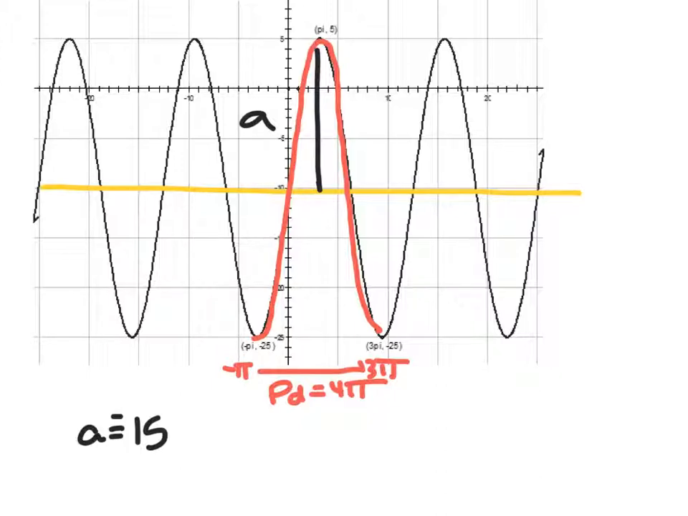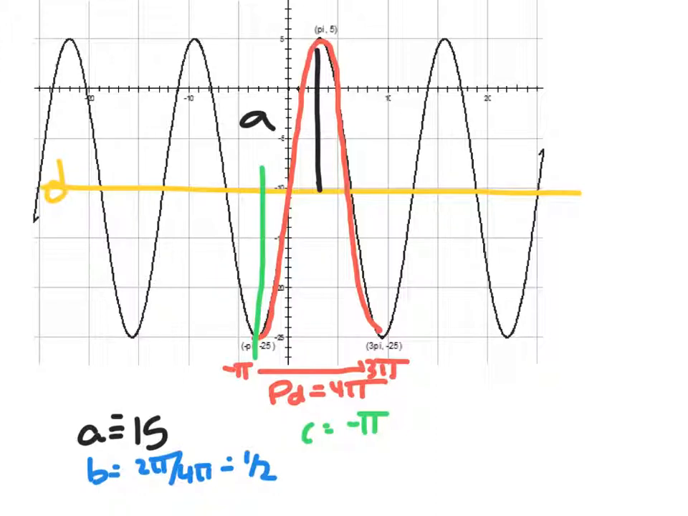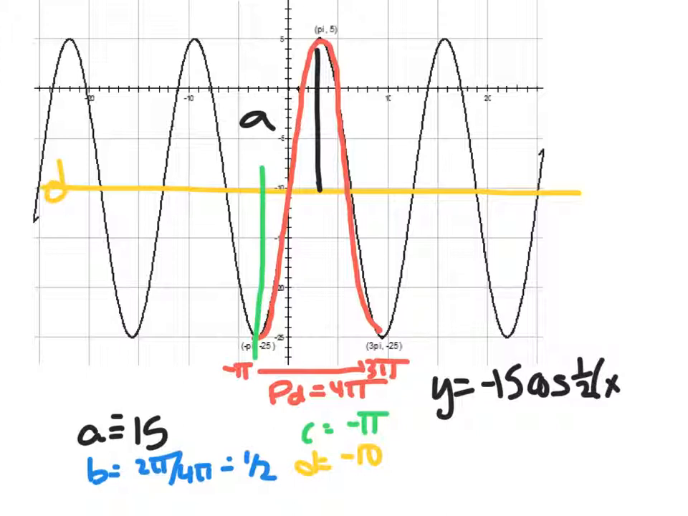My period, or my b, sorry, is 2 pi over my period, which is 4 pi. So that's a half. My c, I'm going to start here at negative pi. And then my d, I was down 10. So this is an upside down cosine. So this is y equals negative 15 cosine 1/2 x, since I went to the left, that's plus pi minus 10.